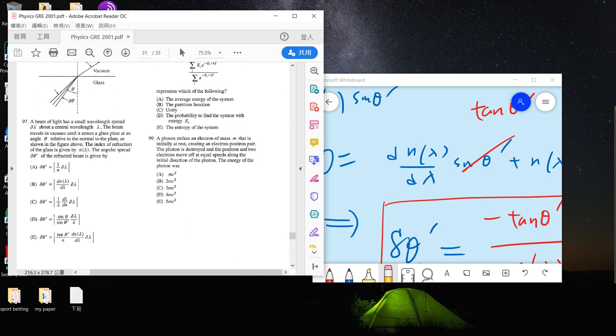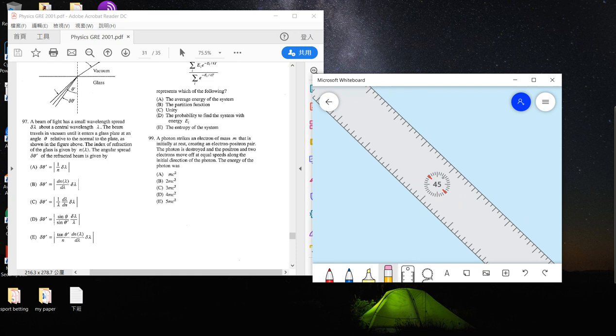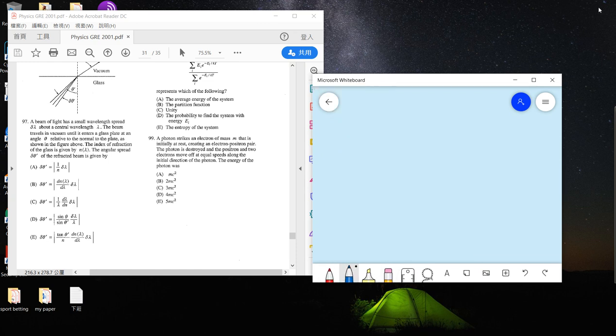Okay, 99. It's very good that we are coming to the final. A photon strikes an electron at rest, creating an electron-positron pair. The photon is destroyed, and the positron and the two electrons move with equal speed along the initial direction. What was the energy of the photon?